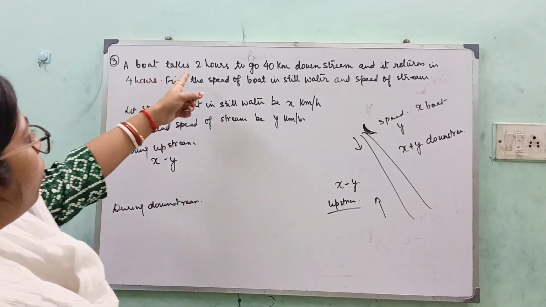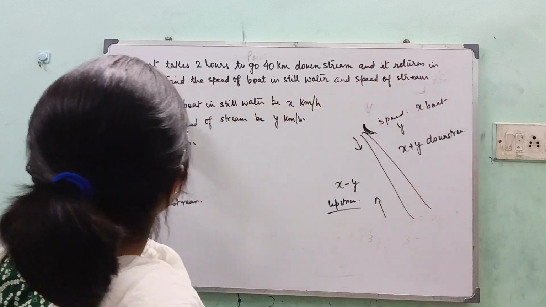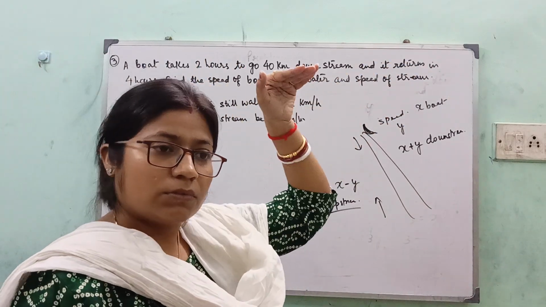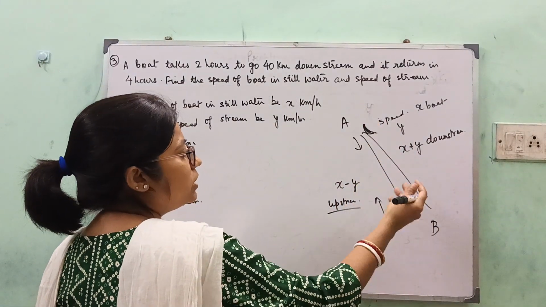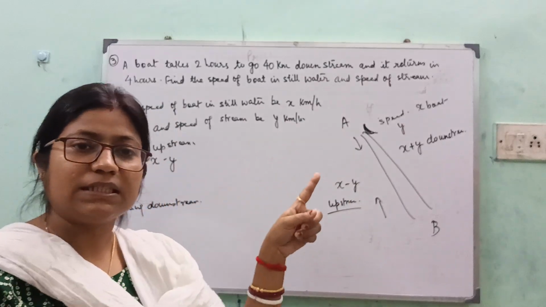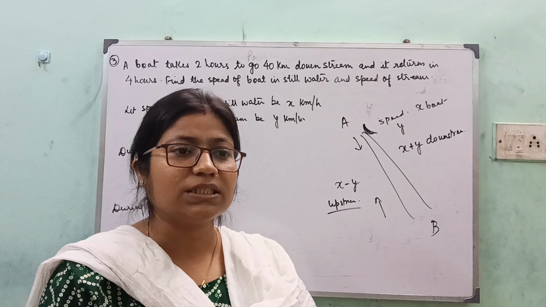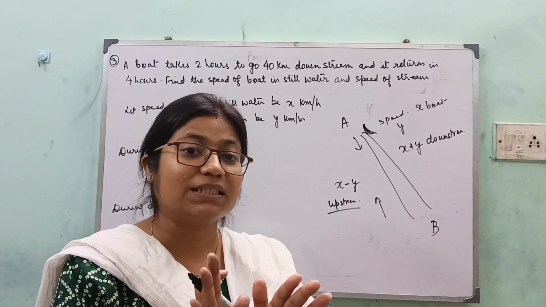So when the boat is going upstream, this is the downstream. Upstream means it returns. So it returns in 4 hours. So distance remains the same. Suppose it is going from A to B, say it is going downstream or say it is going upstream. The distance is not changing. A to B remains 40 km only. What is changing is the speed. Simultaneously the time is also changing. But the distance doesn't change.